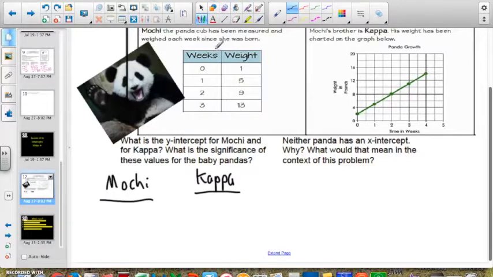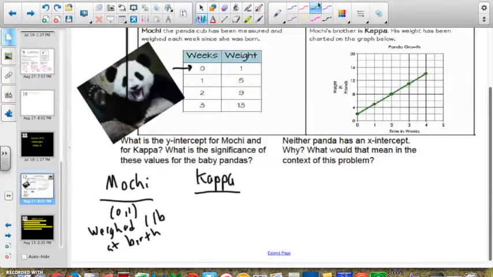Alright, so if we're looking for Mochi, we're looking at the table right here, and we want to know her y-intercept. So remember, for a y-intercept, the x value always has to be 0. So where our x value is 0 is going to be right here in the first column, and that's going to be 0, 1. Now what this means is that when she was first born, after no weeks had passed, she weighed 1 pound. So that would be our interpretation. She weighed 1 pound at birth.